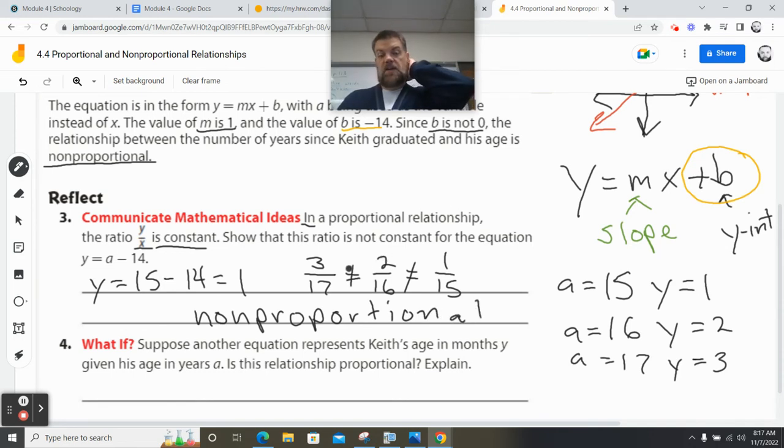Okay. And you could plug that in a calculator to look at the decimal approximation, but clearly they don't reduce down to the same fraction. Okay, so suppose another equation represents Keith's age in months, y, and his age is a. Is this still proportional? Well, now this one's a little ambiguous. Let me read this again so you understand. y is in months and his age is in years.